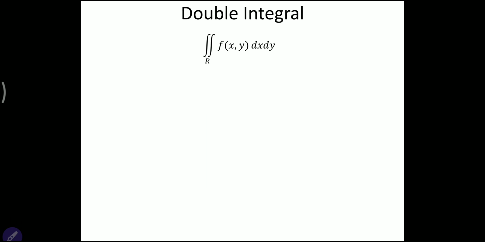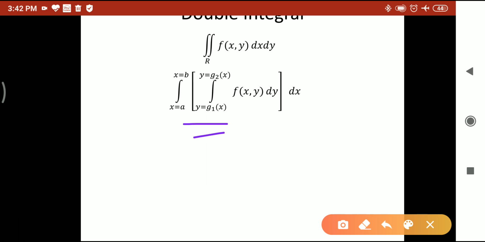Now if you have the double integration of the function f of x, y with respect to x and y over the region R, basically while solving the double integration you have to take care of the limits. If you look at the first part inside the bracket, there you have the limits of y as g1(x) to g2(x) and the limits of x as a to b.